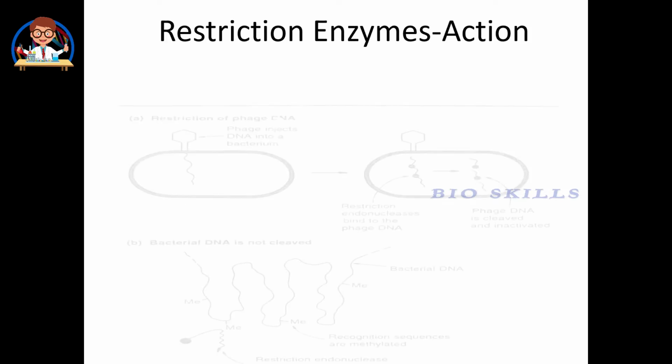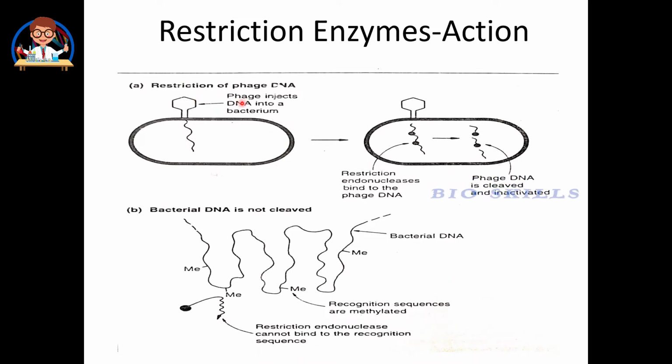Restriction enzyme action. The phage DNA enters into the bacterium. Once it has entered the bacterium, the restriction endonuclease present in the bacterium cleaves the phage DNA, and it becomes inactive. The bacterial DNA is not cleaved because the bacterial DNA is methylated. The recognizing sequence of the bacterial DNA is methylated, so the restriction endonucleases are unable to bind the recognizing sequence.